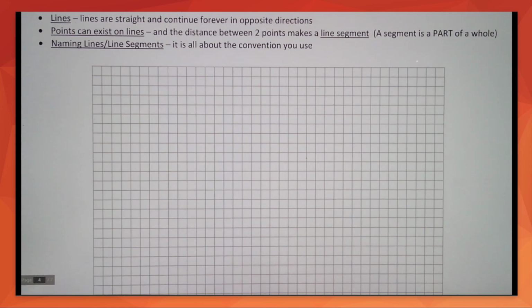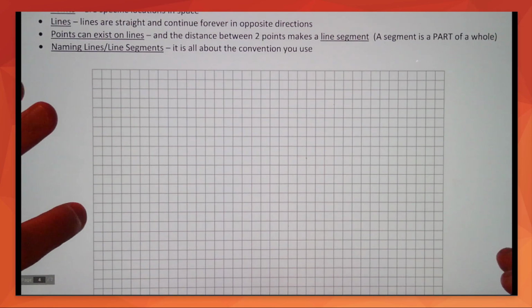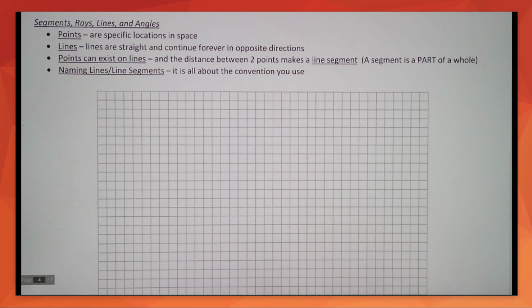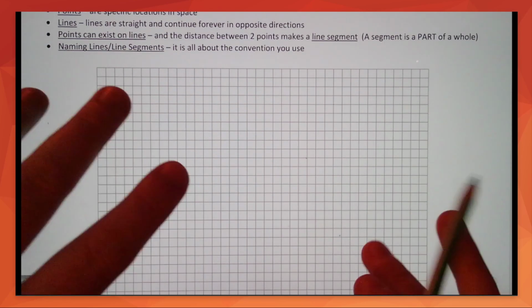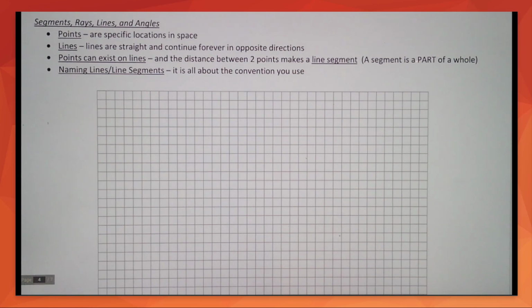So the first thing we're going to talk about is what a point is. Usually in geometry, I just realized you can't see this, so let me scroll that out. Okay, so usually in geometry, we have this grid, which is called a coordinate plane. Today, I'm just using a grid. There are no numbers or anything on here, but normally there would be numbers. We're going to be using this grid so that we can precisely and accurately draw these figures.